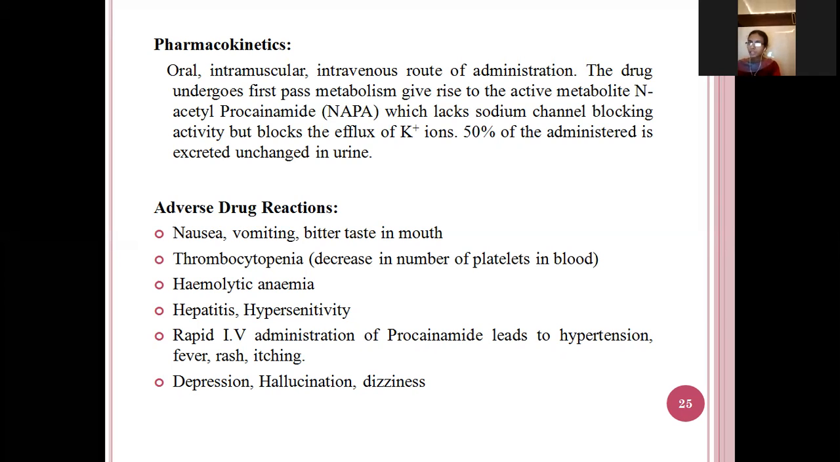Adverse drug reactions are nausea, vomiting, and bitter taste. So when we administer the drug, it is somewhat bitter in taste. And thrombocytopenia, means reduction in the platelet count in the blood. Anemia, hepatitis, means it will affect the liver. Hypersensitivity. Rapid intravenous administration leads to hypertension, which is raising of the blood pressure, fever, rashes and itching, depression, hallucination and dizziness.